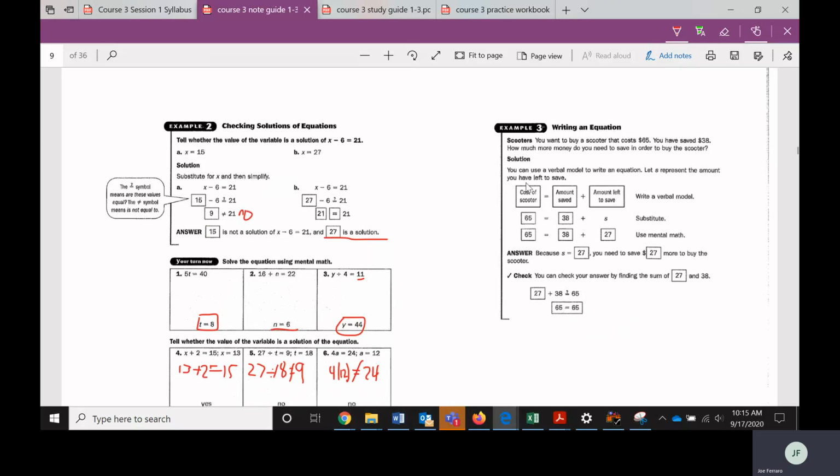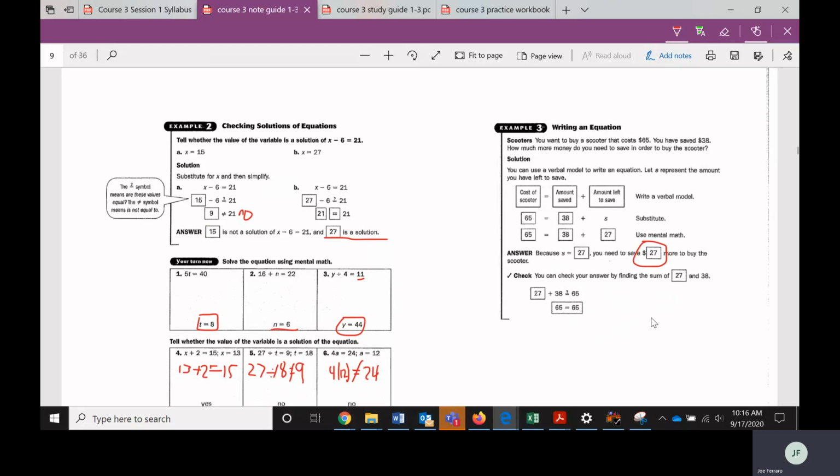So what they do is they say, well, the cost of the scooter is going to be the amount you have saved plus the amount left to save. So you got to pay 65. You have 38 already. How much more do you need? Now, a lot of you might be saying, well, I'm going to take 65 minus 38, and that leaves me with 27. That's exactly right, and that's just kind of lead us into how we solve equations later. But no matter how you do it right now, the key is that you figure out that the answer is 27. Okay.